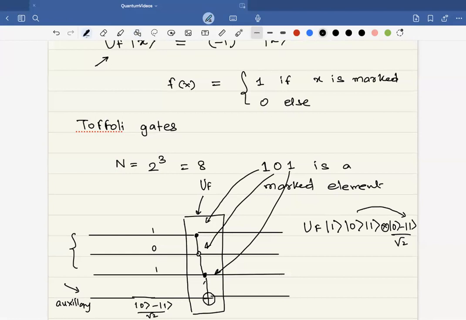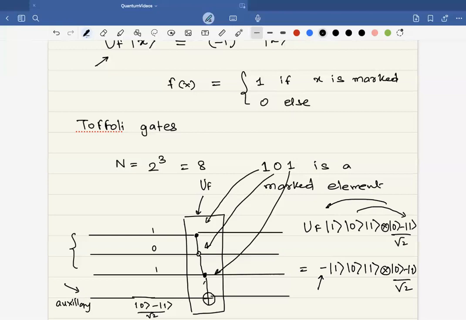So there is a minus 1 phase factor which gets kicked back to the top qubit. So this gets to be minus 1, 0, 1 tensor 0 minus 1 over square root of 2, right? The phase kickback which we learned earlier is the same thing that gets activated, and you get a minus sign in front. So that's the U of F gate.